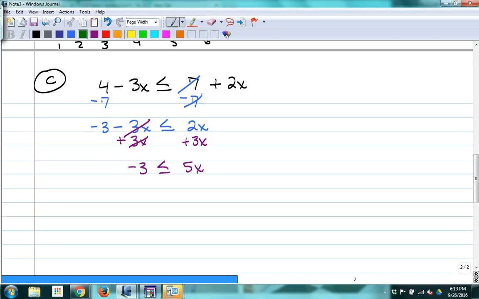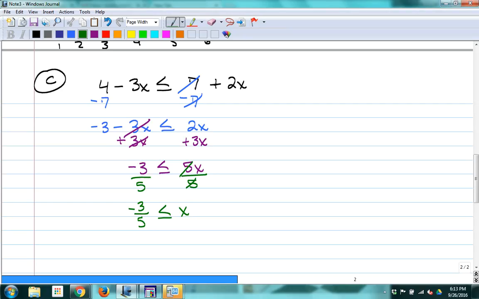Trying to get x by itself. Divide by 5. Why did I not flip the symbol? I didn't divide by a negative. I divided into a negative, but that doesn't matter. What matters is the number that's in front of the x.